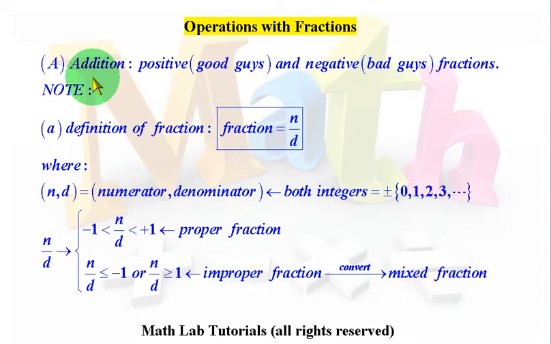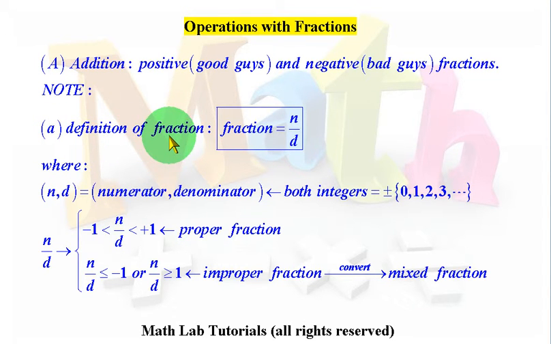Part A deals with addition. Again, the positives are good guys. So we have positive fractions are good guys, and negative fractions, we're going to refer to them as bad guys, just like we did with integers. So there are good guy fractions and bad guy fractions. The bad guys are negative and the good guys are positive. Little note to start off with.